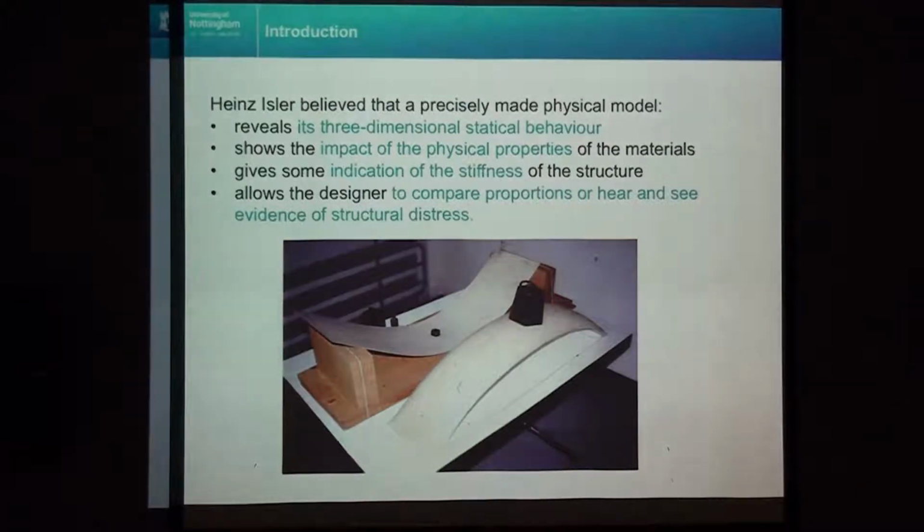He believed that the physical model can be used to reveal the statical behavior of whatever you're designing. And it also shows how the physical properties of the materials influence the structure. And very nicely, it gives you some indication of the stiffness of the structure. You can't just push the computer screen and find out how rigid your structure is, but with a model, you can touch it. And if you push it and it moves, you think that's not very rigid. So he really liked that aspect of his models. And then you can compare the proportions with a physical model from the architectural point of view. And if you push it and it breaks or it cracks, makes a cracking noise, you know there's something wrong. You can't do that with a computer model either.